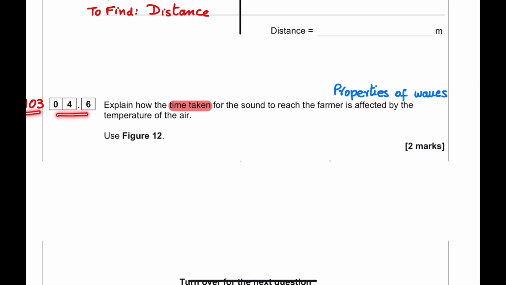4.6 is an AO3 question. It is an investigation based question and the student needs to give the reason, and this question is again from the topic of properties of wave. Explain how the time taken for the sound to reach the farmer is affected by the temperature of the air. Use figure number 12.